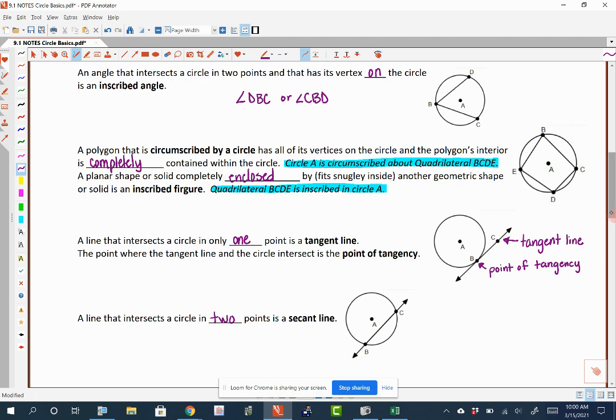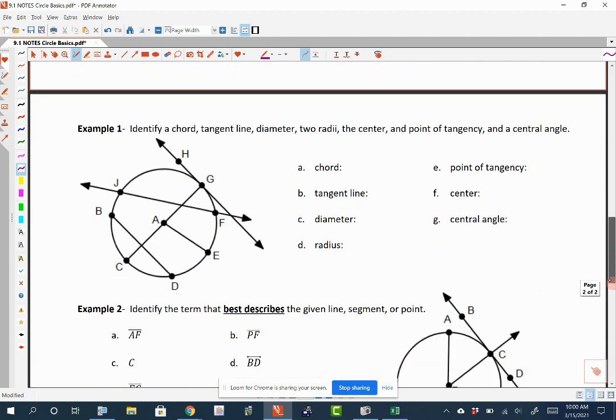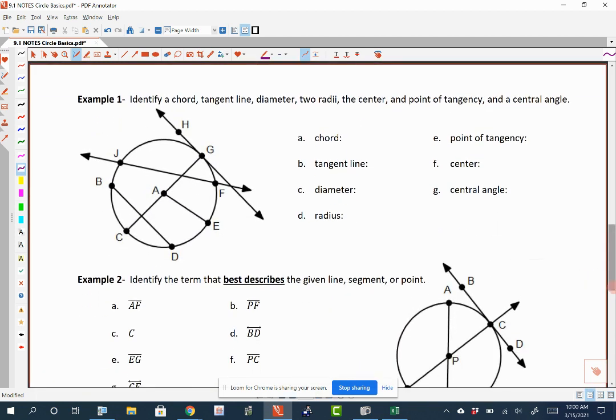Let's go ahead and turn the page. Example 1 says to identify a chord, a tangent line, a diameter, 2 radii, remember that's plural for radius, the center, a point of tangency, and a central angle. So just practicing our notations.